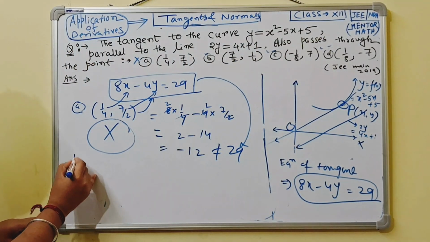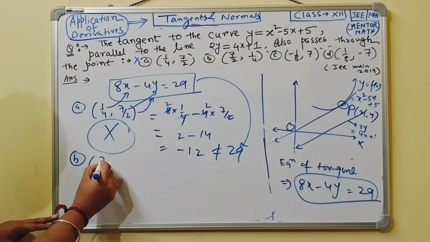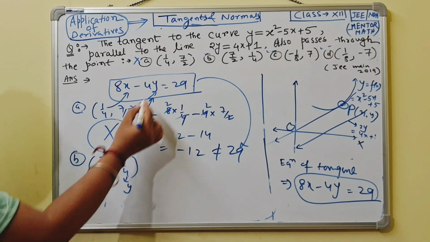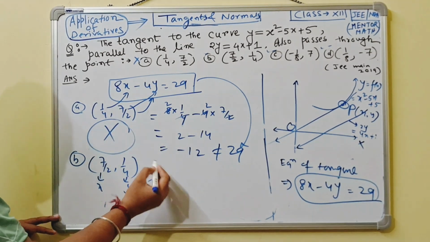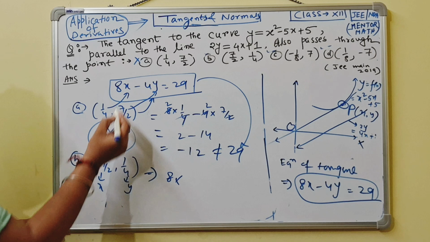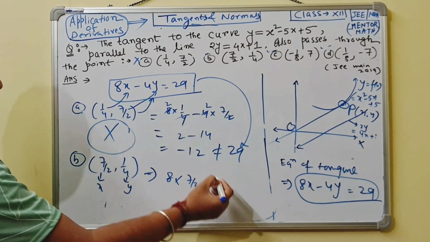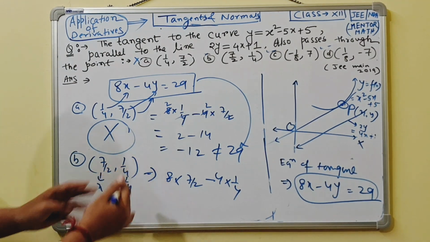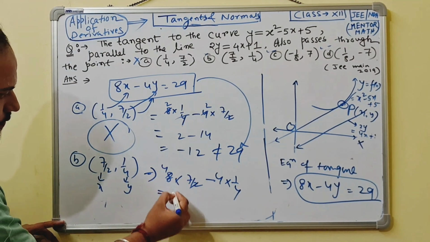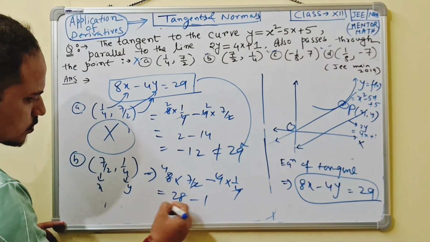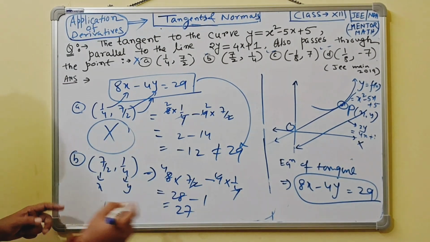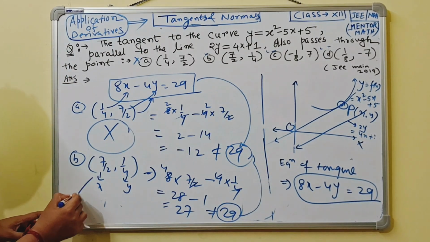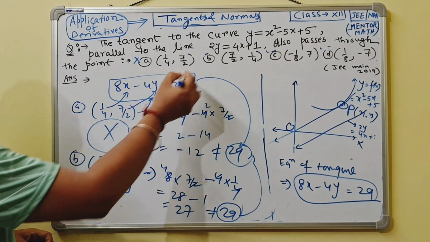Okay, so next comes to your second option B, that is (7 by 2, 1 by 4). That means x value you have to replace by 7 by 2, y value you have to replace by 1 by 4. So that means 8 into 7 by 2 minus 4 into 1 by 4. Either it is equal to 29 or not, you have to check. So 8 into 7 by 2 is 28, minus 4 into 1 by 4 is minus 1, we get the value 27, which is not equal to 29. Okay, so this option is also not correct. So cancel this second option also.